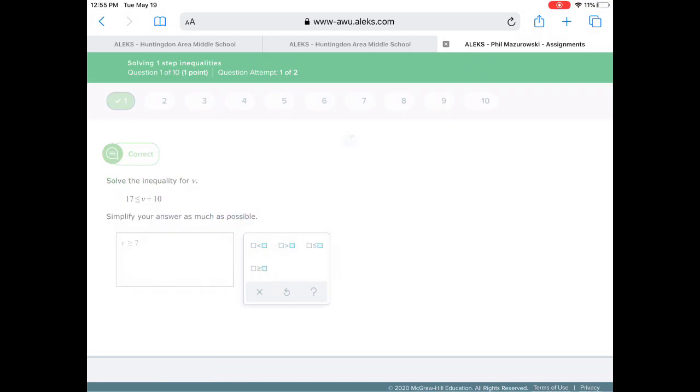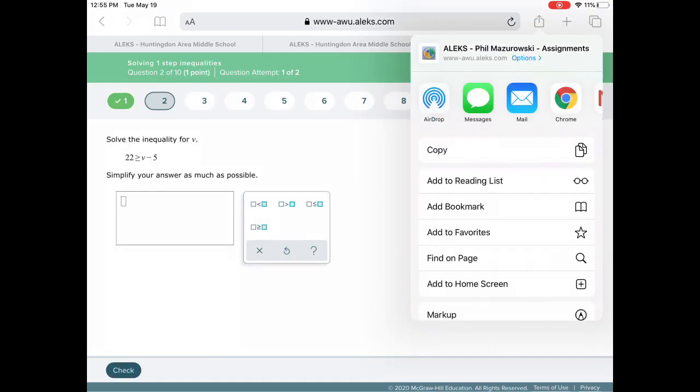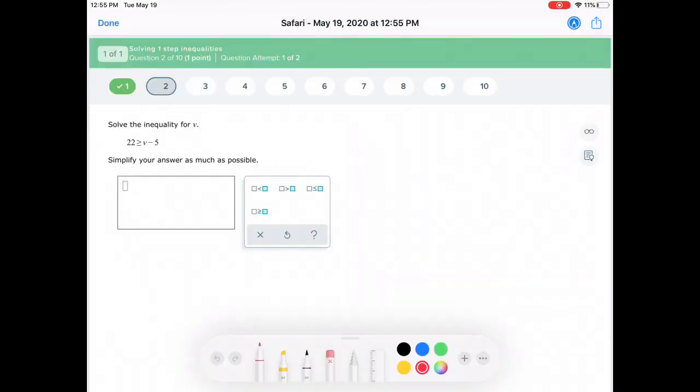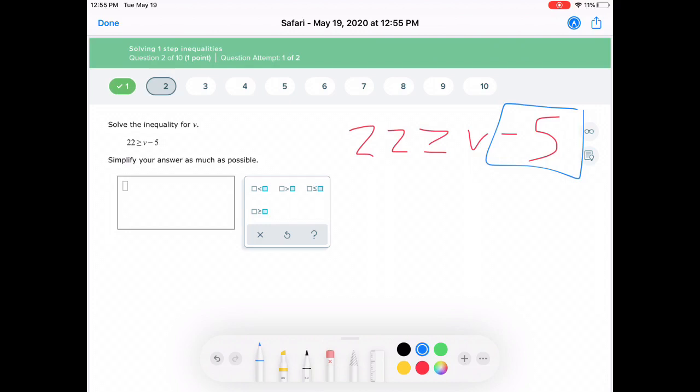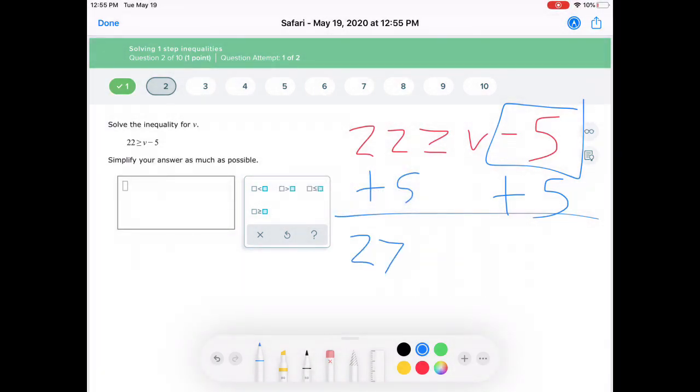And let's move on to the next question. Same idea. We're trying to get the variable by itself. So to do that, now we're looking at how do we get rid of minus 5? How do we undo minus 5? And to undo minus 5, we add 5. And once again, to both sides of that inequality. 22 plus 5 is 27. This inequality stays exactly the same. So it's greater than or equal to, and now we just have v by itself.